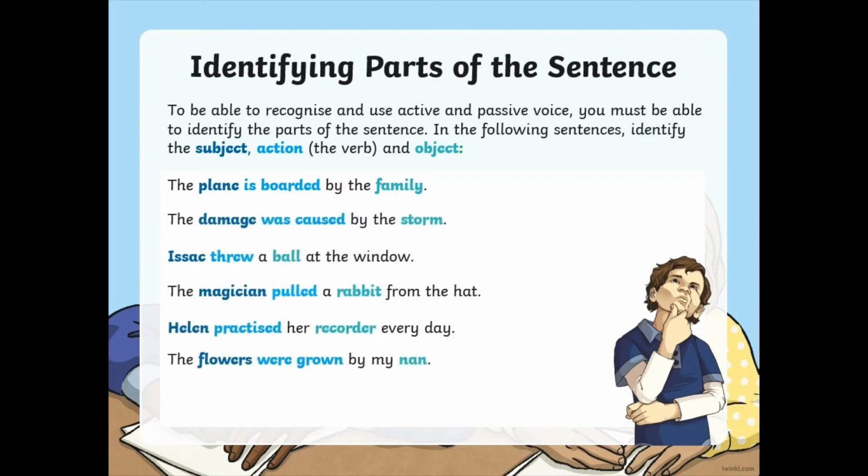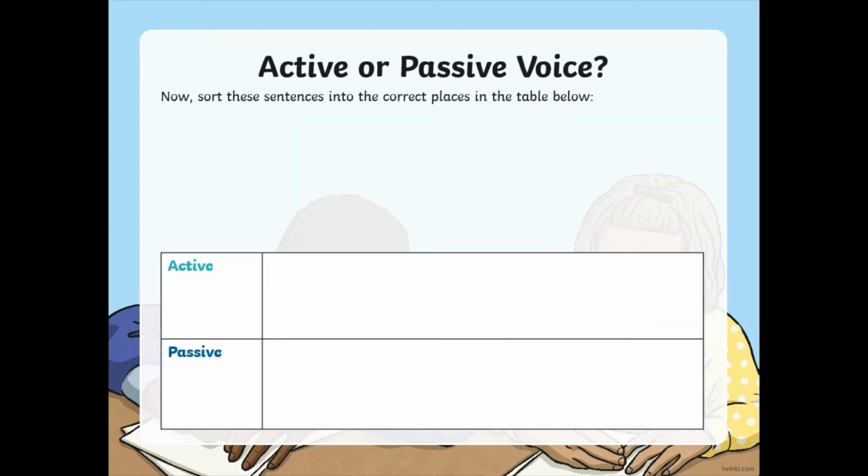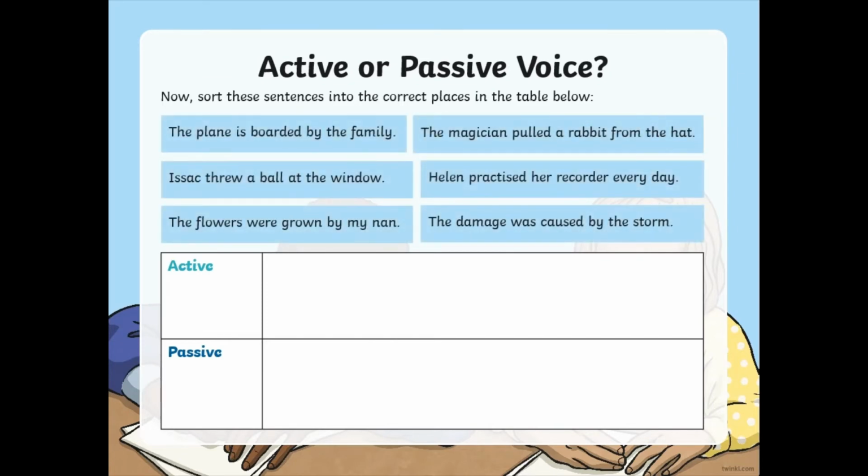Have a little look as you're going through here as well. Which ones are passive voice? They will generally end in by. So, by the family, by the storm, by my nan. These are all passive. And notice as well, before the verb, I have got was caused, were grown, is boarded. Now, using that passive voice, it takes any blame away from anybody as well. Remember that as well.